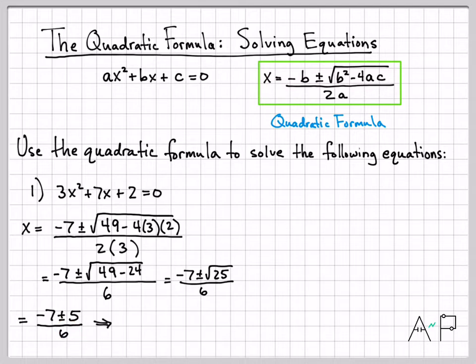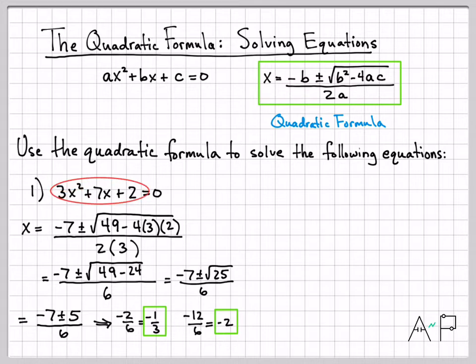So let's go ahead and do that. A negative 7 plus 5 gets us up to a negative 2. That's a negative 2 divided by 6 is a negative 1/3. So that's one of my solutions. The other one is a negative 7 minus 5. That's negative 12 divided by 6, which is a negative 2. So there's my other solution. So we've used the quadratic formula to find the two different values for x that make that quantity equal to 0. Let's work another one.